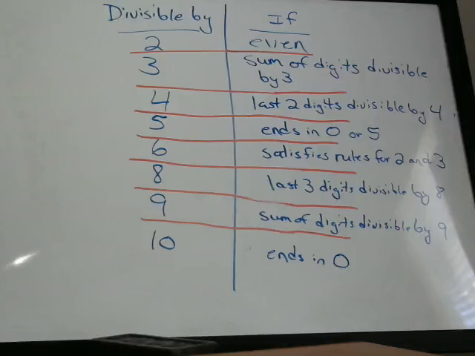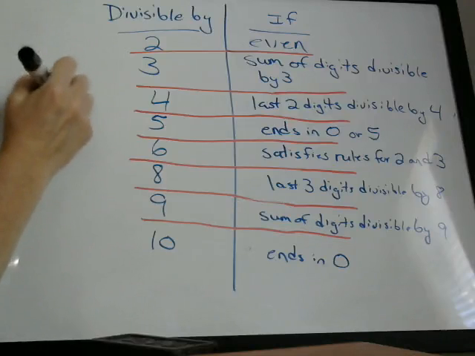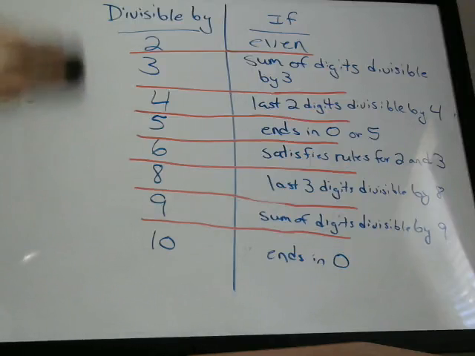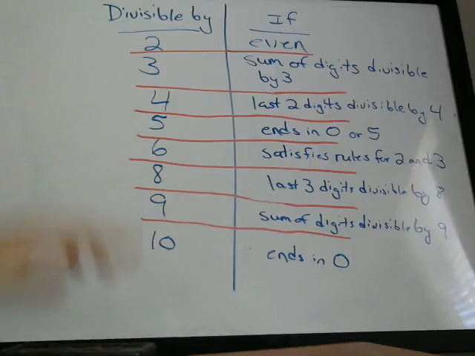So what this means is, to find out if a number is divisible by 2, well, we know it's divisible by 2 if the number is even. So any even number, 26, if the last digit is even, 2, 4, 6, 8, or 0, then it's divisible by 2 evenly. So 2 into 26 is 13. So any even number will be divisible by 2.